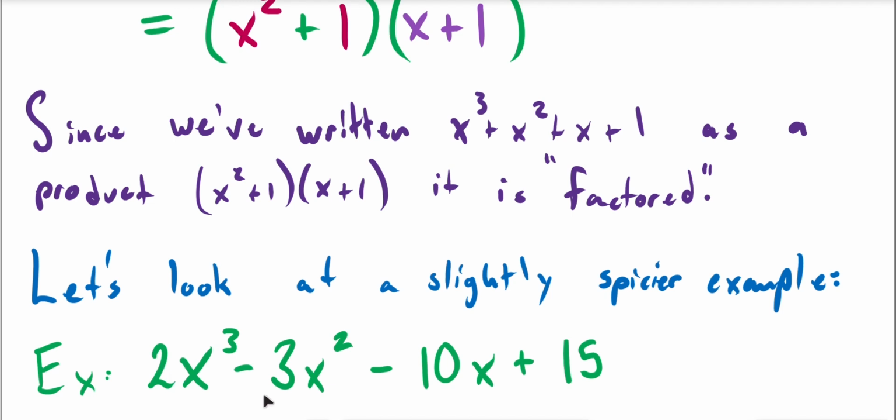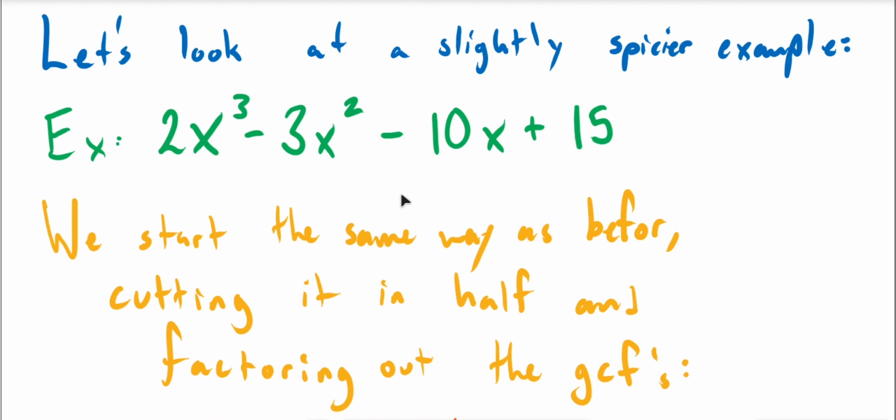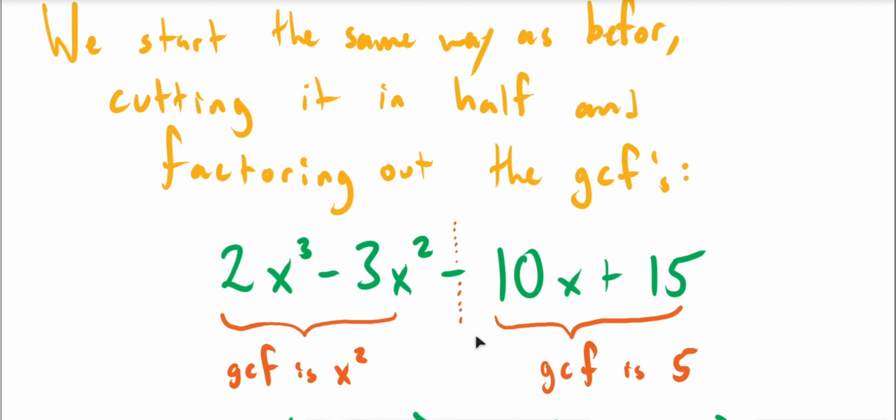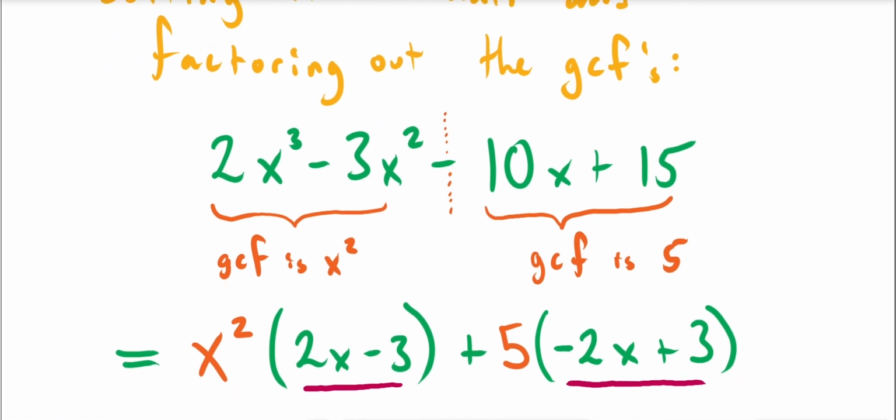Here's a slightly spicier example. Let's look at 2x cubed minus 3x squared minus 10x plus 15. Again, we want to cut this in half and factor the greatest common factor from each half. Doing so looks like this. Notice that there is only a greatest common factor of 1 for the coefficients, but I can factor out x squared from both of these. Moreover, with 10 and 15, I can't factor an x out, but I can factor a 5. That looks like this.